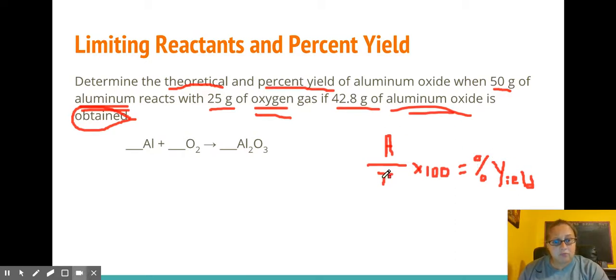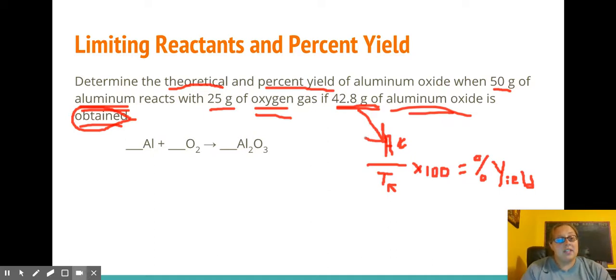So we know that we're going to have to calculate this theoretical value. And I know that this actual yield must be given to me somewhere. So where do I find it? It's all based upon this keyword, obtained. So wherever you see the word obtained, whatever is basically connected to that, the amount of the product that's connected to that word, is going to be my actual yield. So this 42.8 grams is going to be plugged in there for the actual yield.